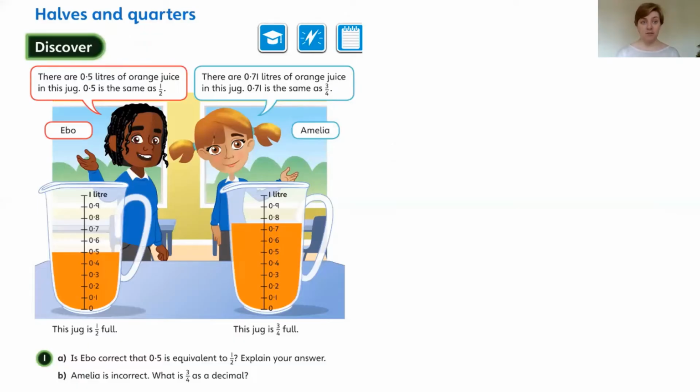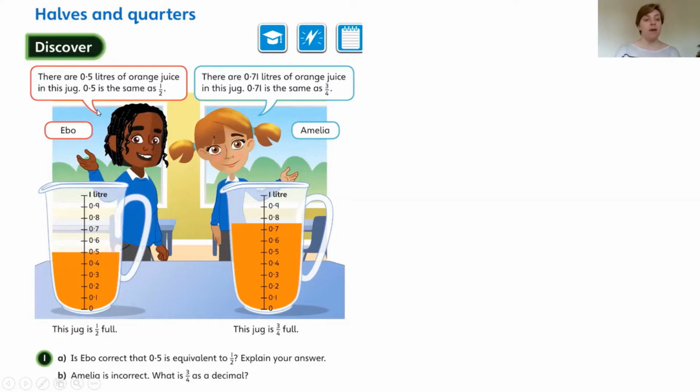For today's Discover, we're looking at halves and quarters, and we have Ebo and Amelia. Ebo and Amelia are looking at some jugs of orange juice. Now we're told that this jug of orange juice is half full, so half of this jug is full. We're told that this jug of orange juice is 3/4 full, so 3/4 of this jug is full of orange juice.